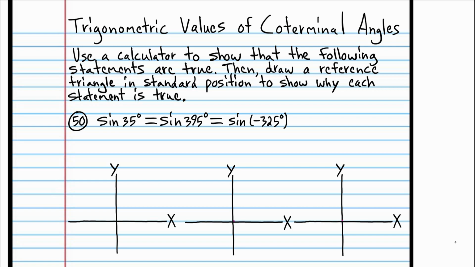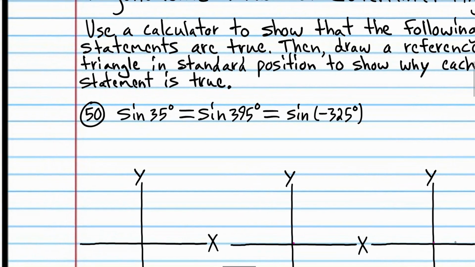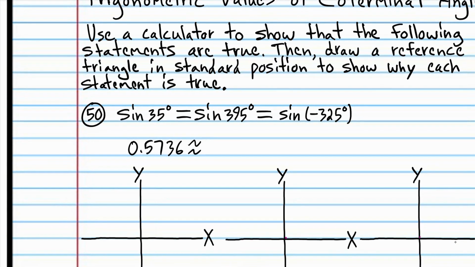So let's calculate the value of sine 35. If you're using a graphing calculator, you want to push the sine button first, then enter 35 degrees, and then press the enter button at the bottom right. If you're using an iPhone, you enter 35 first, then push the sine button, and make sure that your phone is rotated so that it's in landscape mode. And what you get is 0.5736 approximately. We're just going to round off.